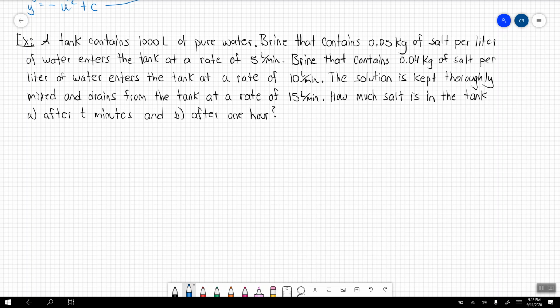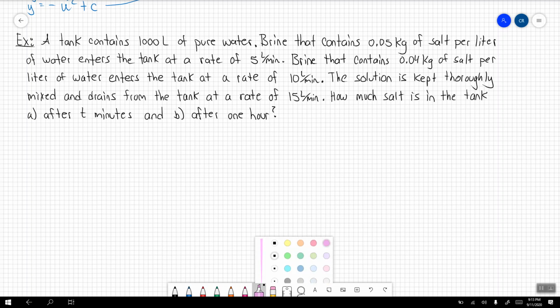Now, again, they're giving us a rate. They're saying water is going to enter the tank at a certain rate. Brine enters at a certain rate, 5 liters per minute. Then a different type of brine is going to enter at another rate, 10 liters per minute. And then it's going to drain out of the tank at a rate of 15 liters per minute. So since we're given these rates, that's what we want to work with.